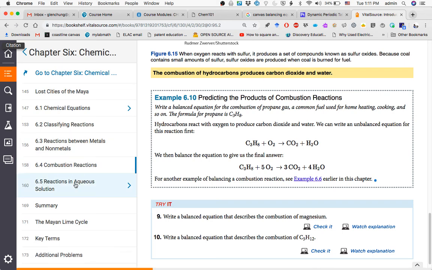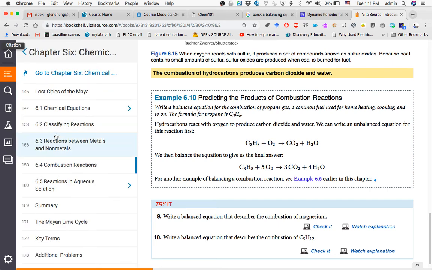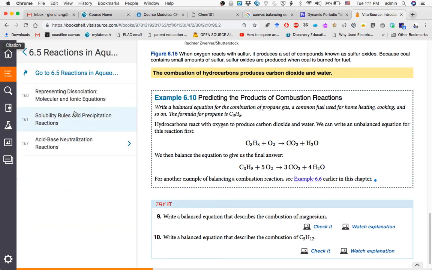Excuse me. Now, the last section here is about the double displacement reactions, and this is quite complicated, so I'm going to make a separate video about this.